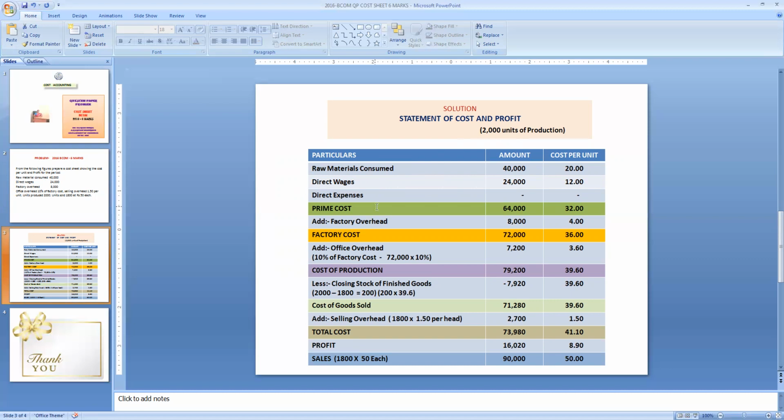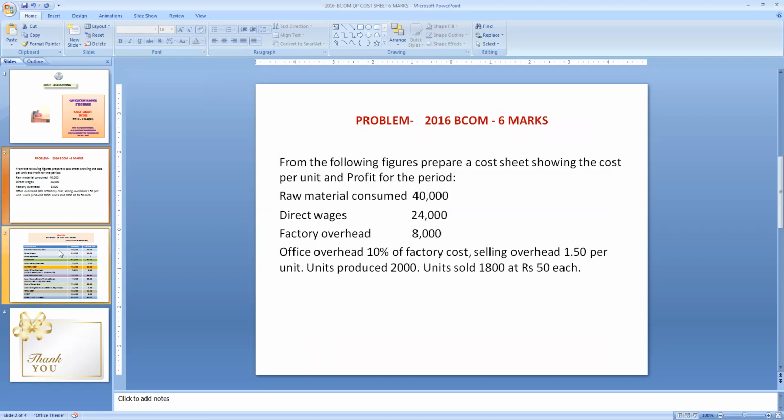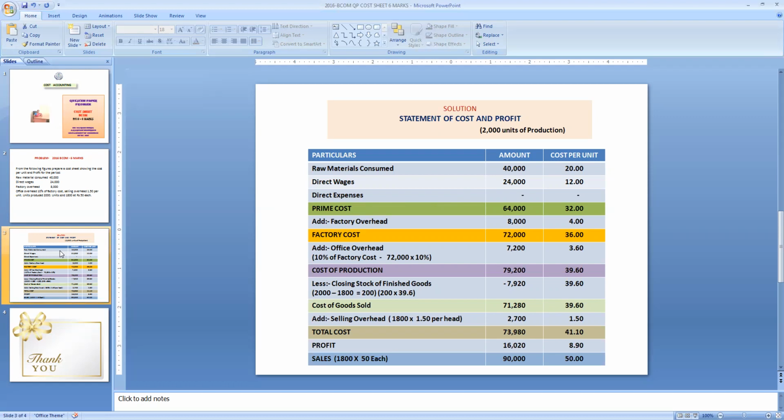Then straight away we can go for calculating the prime cost. The total prime cost is 40,000 plus 24,000, that is 64,000. In terms of unit also, 20 rupees plus 12 is 32 rupees. Then in the question itself, they have given the factory overheads as 8,000. Only one element is there, so it has to be added. Add factory overheads 8,000, per unit it becomes 4 rupees. Then the total factory cost is 64,000 plus 8,000, that is 72,000. In terms of unit, that is 36 rupees.